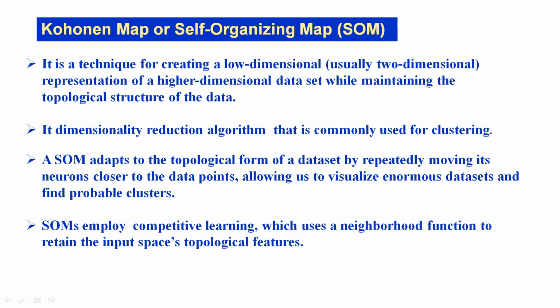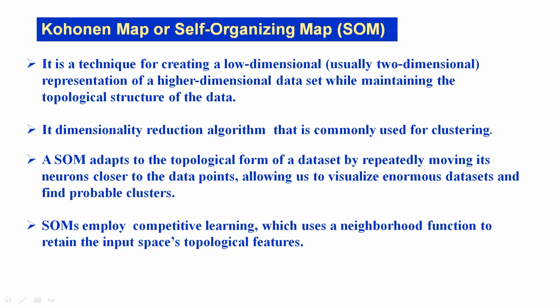The last technique which we will talk about is Kohonen map, or self organizing maps. This is a technique for creating a low dimensional representation of high dimensional data while maintaining the topological structure of the data. Remember that we have high dimensional data, and we want to present it in a low dimensional form without compromising the topology of the structure of data. Topology, you understand, right? The distribution of data, how they are connected. This is basically a dimension reduction algorithm that is commonly used in clustering. Remember this.